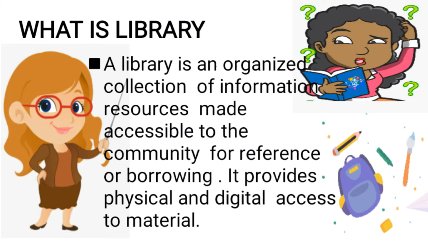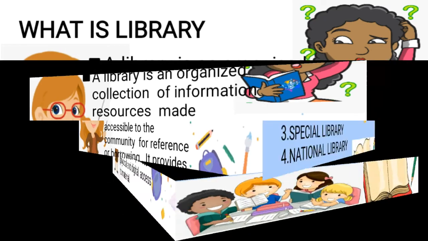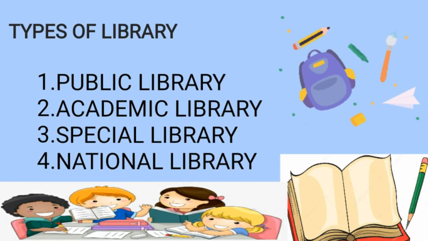So, what is a library? A library is an organized collection of information resources made accessible to the community for reference or borrowing. It also provides physical and digital access to materials. There are four types of library: public library, academic library, special library, and national library. But we focus on two types of library, which are special and public library.